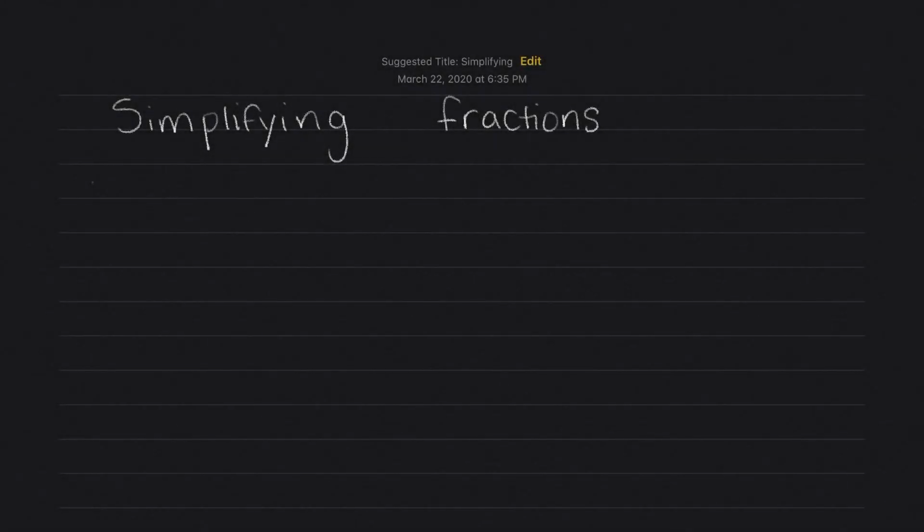Hi everyone, so today we're going to be talking about how to simplify fractions. The first fraction I want to start out with is 4/6.